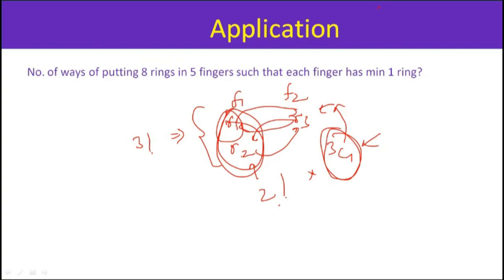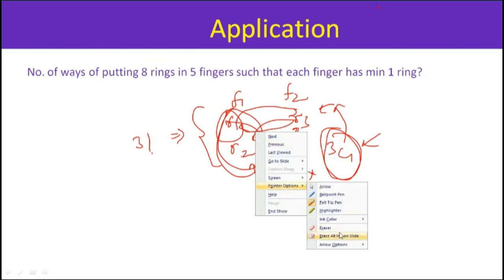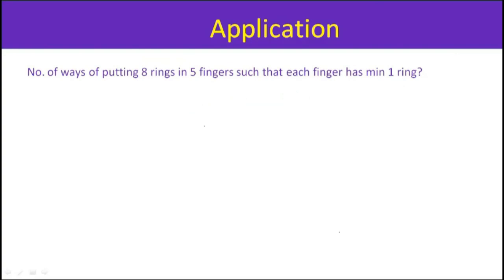Right? So whenever you are confused, I personally take this approach. Even when I am confused, I simplify the question. Let's say there were 2 fingers and 3 rings. Then is 3 factorial making sense or not? If yes, then expand it. If no, then something is wrong. So the answer to this question is 7C4 into 8 factorial.